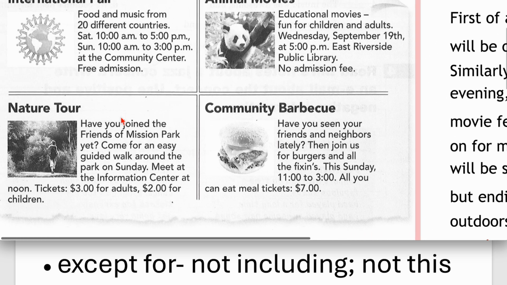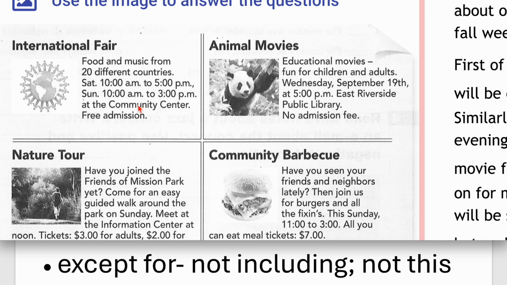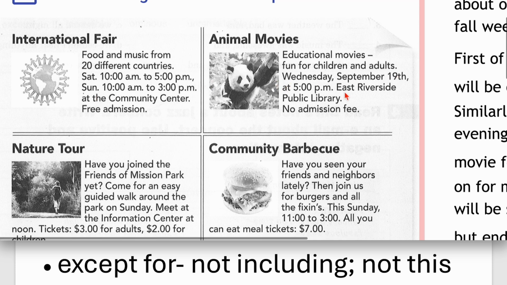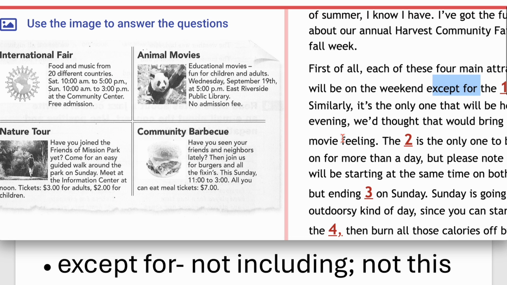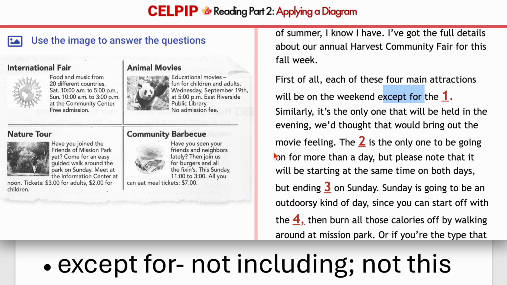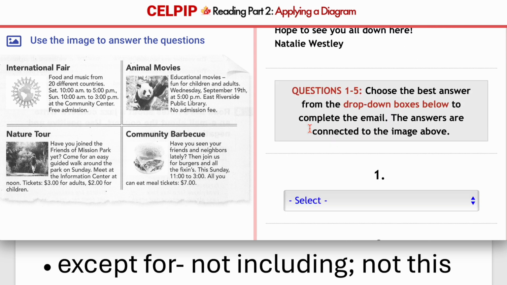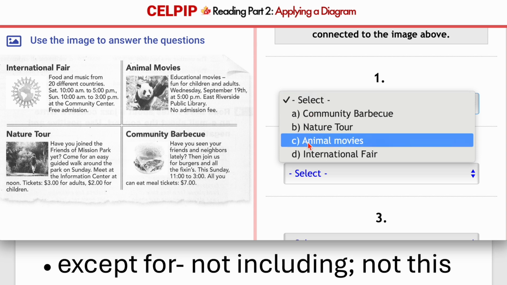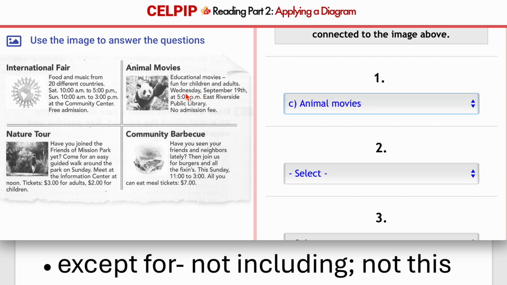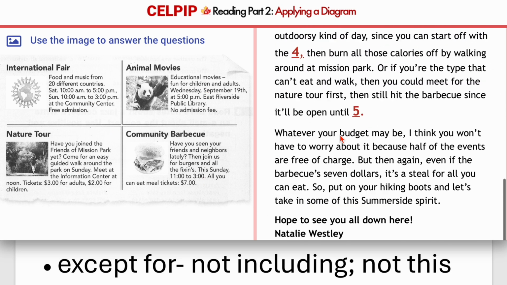Not which one. Let's read more closely over here. Saturday, Sunday, Wednesday, Sunday, Sunday. So, all of them will be on the weekend except for, looks like the answer is the animal movies, right? The animal movies. That one is held on Wednesday. Wednesday. And weekend, weekend, weekend. Okay, let's continue.